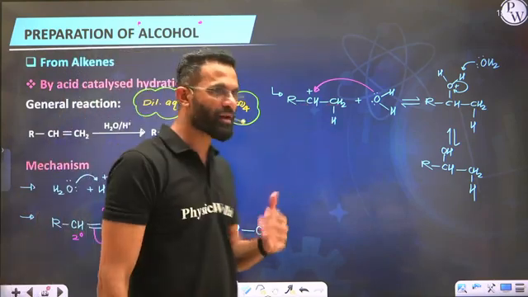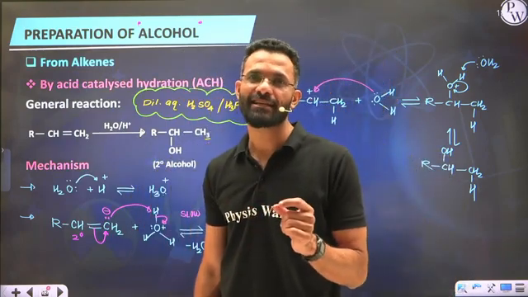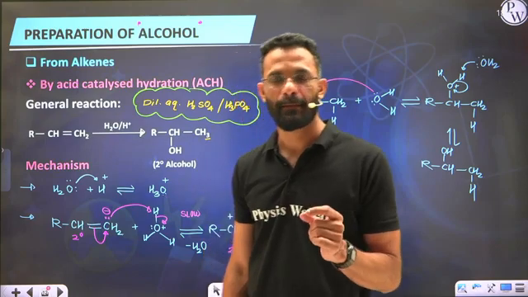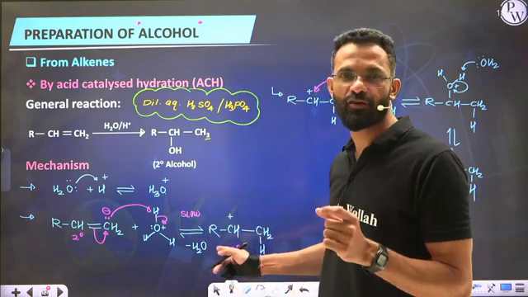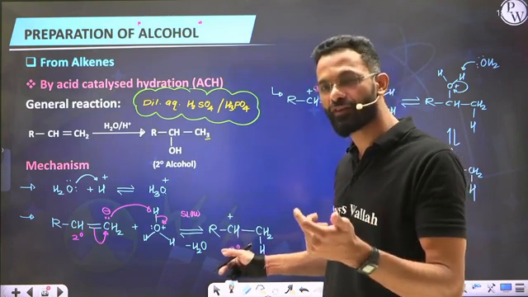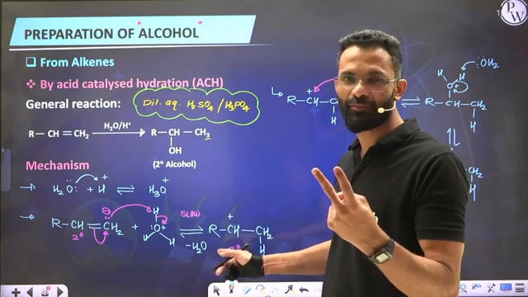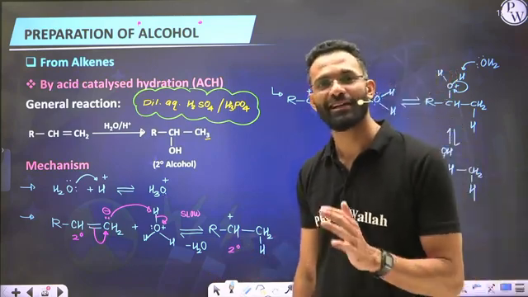So guys, what all important features have we learned here? Number one, acid catalyzed hydration of alkene involves formation of carbocation. If it involves formation of carbocation, then there is always a possibility of rearrangement of carbocation. Second important point, reaction proceeds via Markovnikov addition.